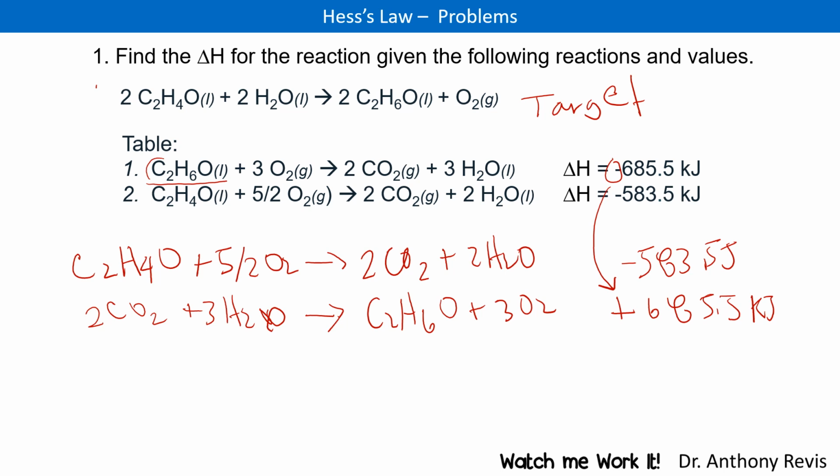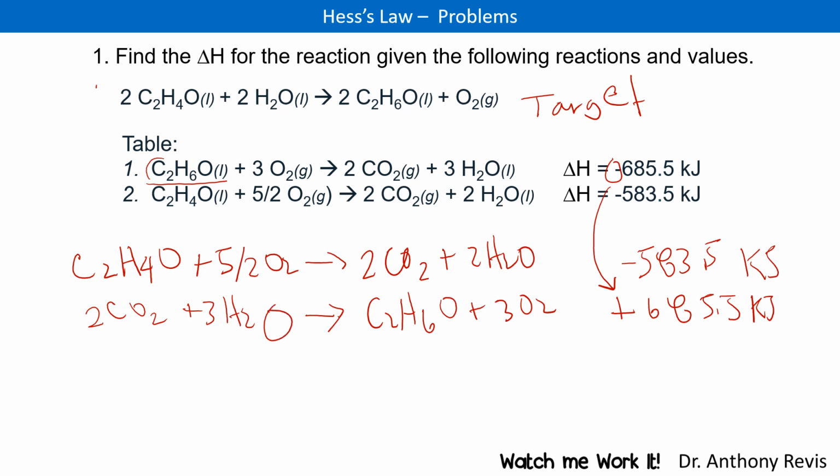And let me correct this. It should have been kilojoules, not joules. So we flip the equation, and this is what we get.